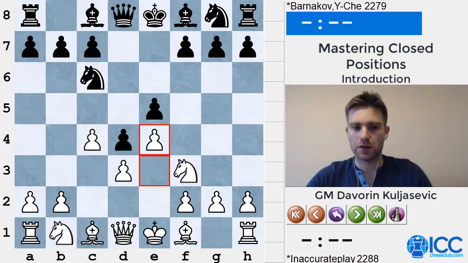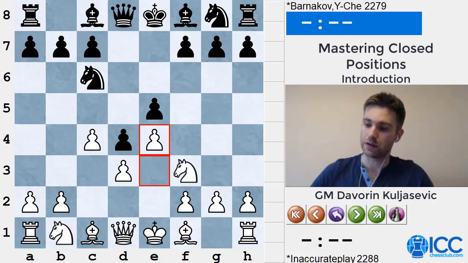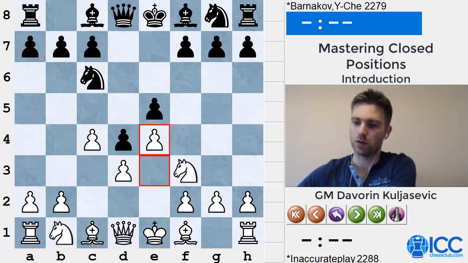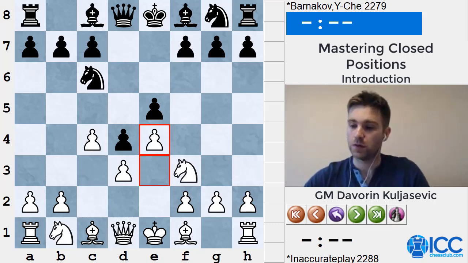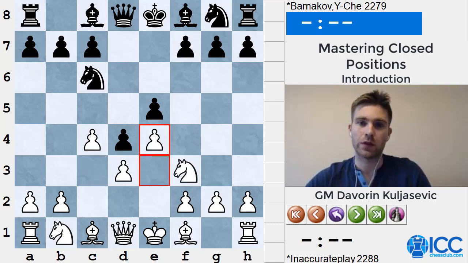Now, let me give you a quick overview of the topics that we will cover in this course, and I will look at my notes here so that I don't forget something important. So in the first video, which is also an introduction, we will take a look at one example of inaccurate play in close positions. So in all other videos, we will try to see the right strategies, how to handle these positions properly.